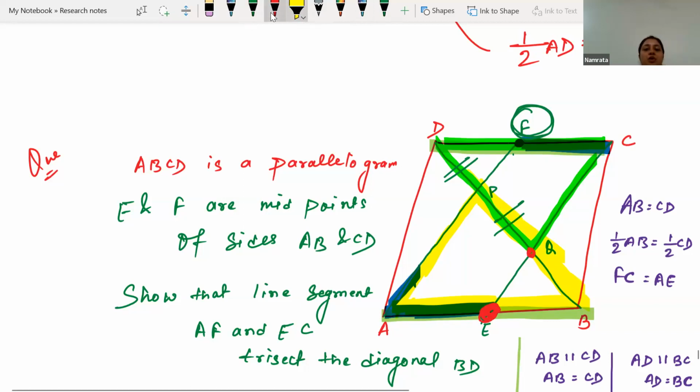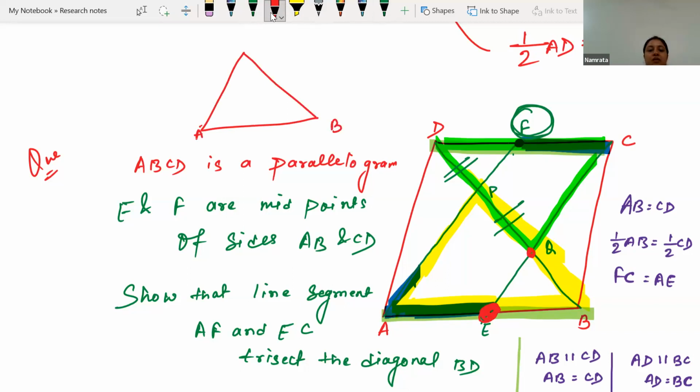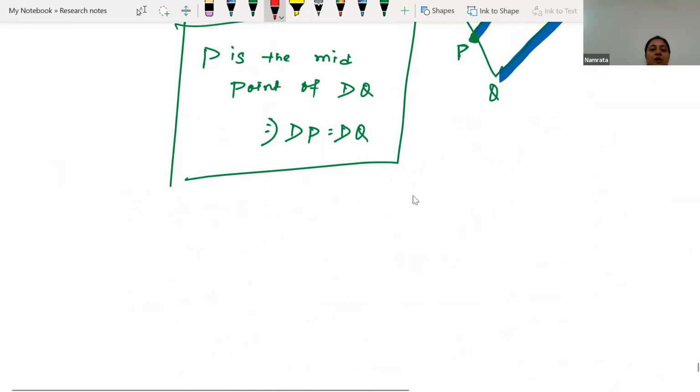If you want to draw the yellow triangle separately, you can draw it like this. The name is A, B, P, and through the midpoint of AB, that is through E, we are drawing a line. That line's name is EQ. EQ is parallel to AP. So through the midpoint and parallel also, Q must be the midpoint of BP. Okay. So PQ is equal to BQ.